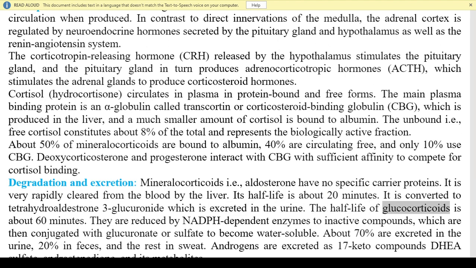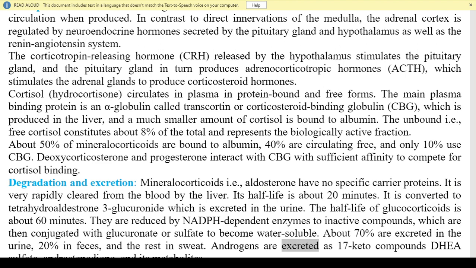The half-life of glucocorticoids is about 60 minutes. They are reduced by NADPH-dependent enzymes to inactive compounds, which are then conjugated with glucuronate or sulfate to become water-soluble. About 70% are excreted in the urine, 20% in feces, and the rest in sweat.